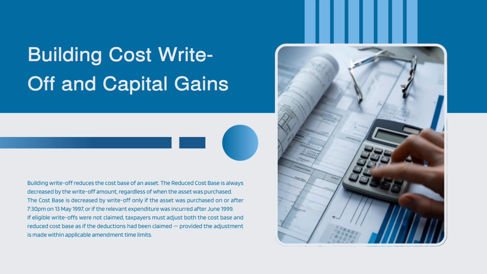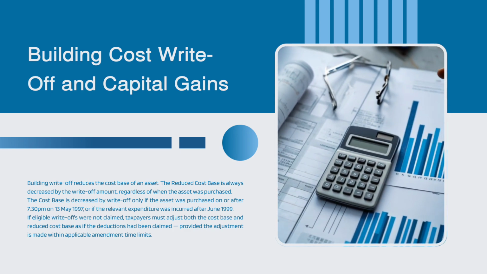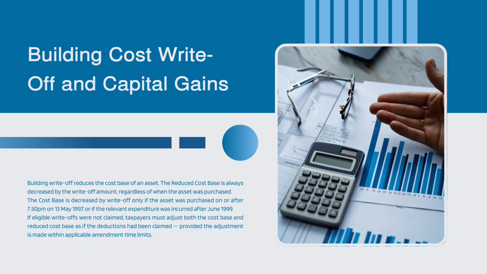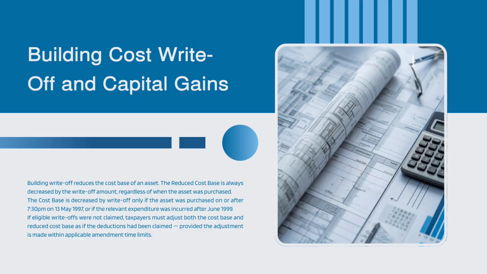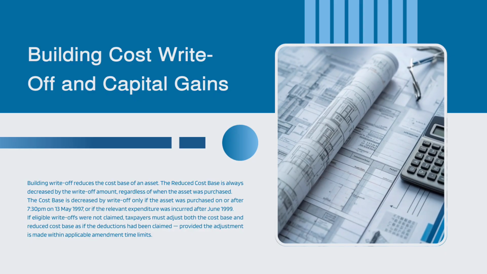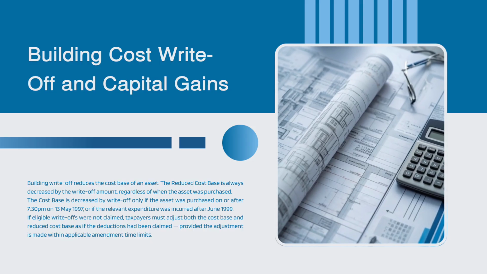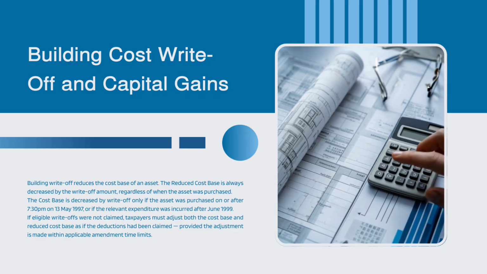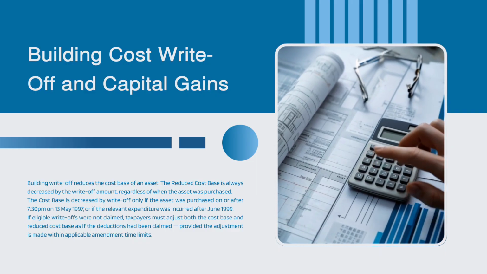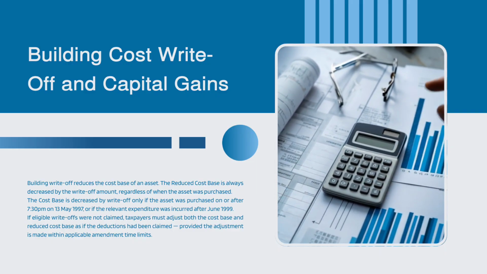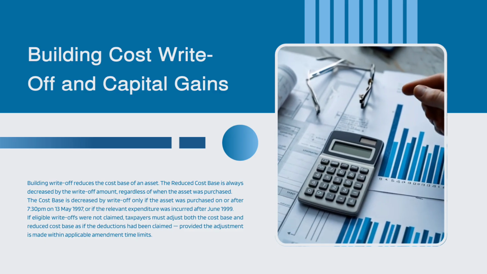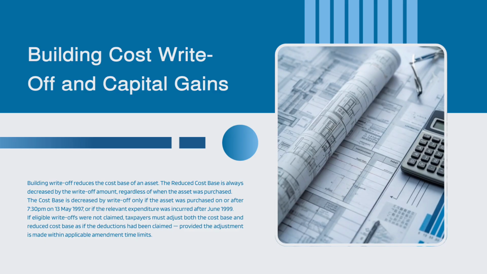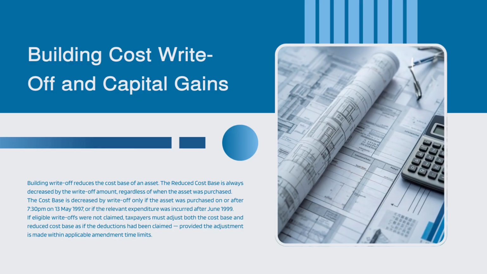If your client claims these deductions over the years, they can't double dip when they sell the property. For a capital loss, you must always subtract the claimed amounts from the reduced cost base, shrinking the loss. For a capital gain, you deduct it from the cost base, thereby increasing the taxable gain, but only if the property was bought after 7:30 p.m. on May 13, 1997. Beware, if a client was entitled to claim it but forgot, the ATO still requires you to reduce the cost base as if they had claimed it, unless the amendment period has expired.